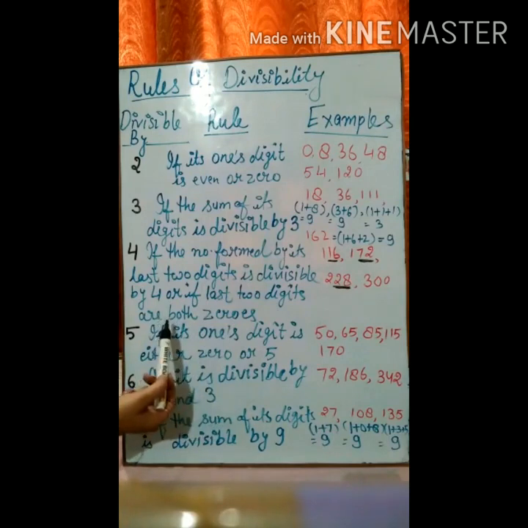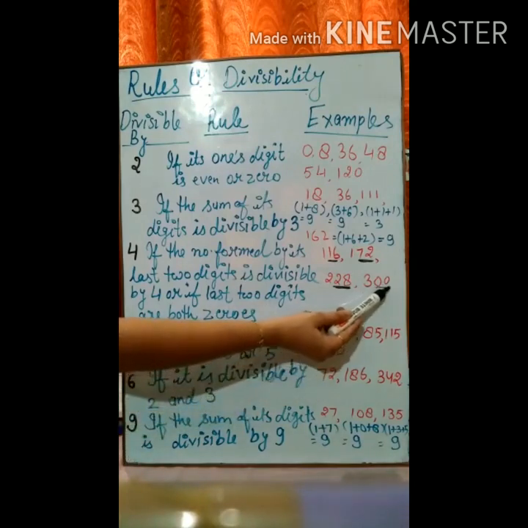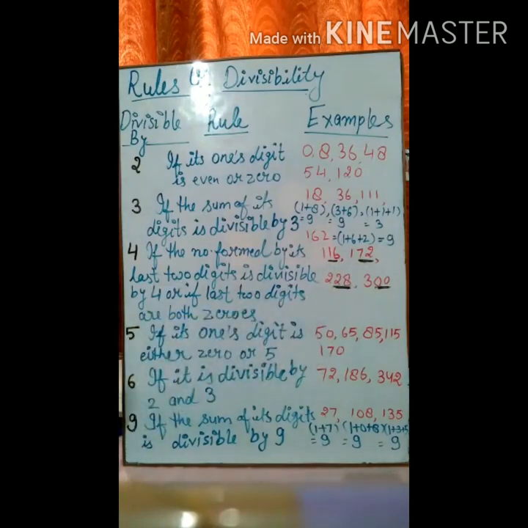And the second rule is what? If the last two digits are both 0. In 300 we can see that the last two digits are both 0. So 300 is also divisible by 4.